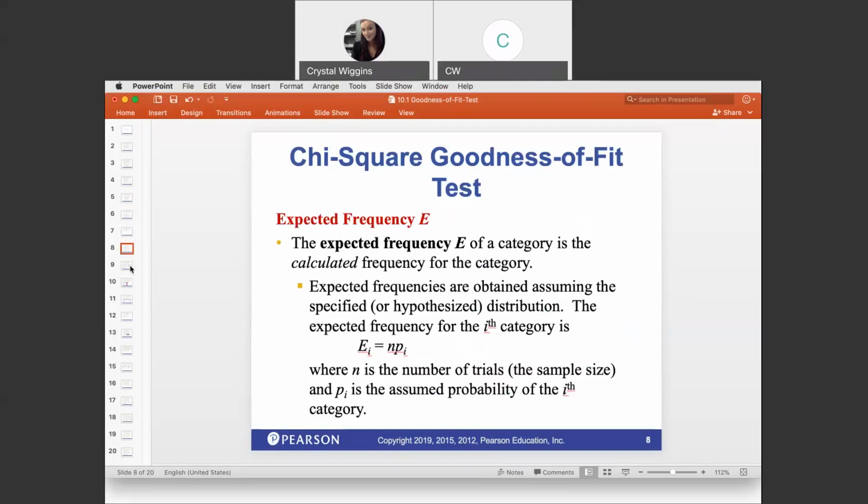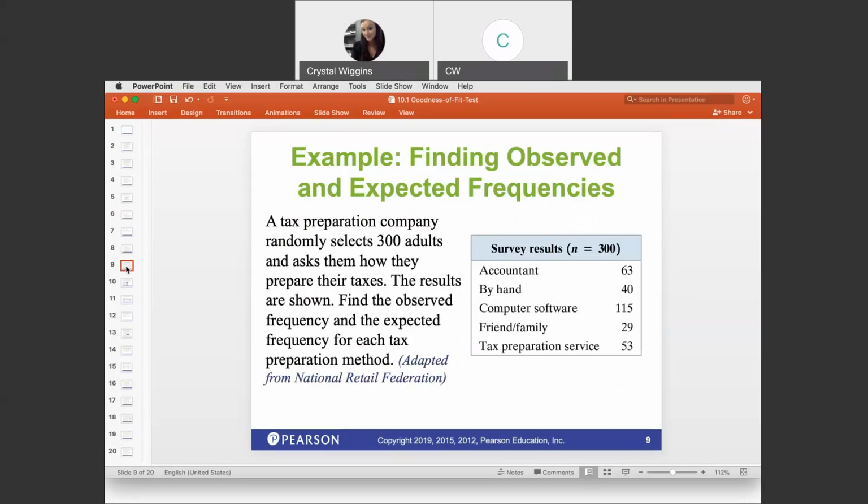So let's say that we conduct our multinomial experiment by collecting 300 randomly selected adults and asking them how they prepare their taxes. The chart over here states that out of the 300, we found 63 using an accountant, 40 doing it by hand, 115 using computer software, 29 for friends and family, and 53 going to a tax preparation service.